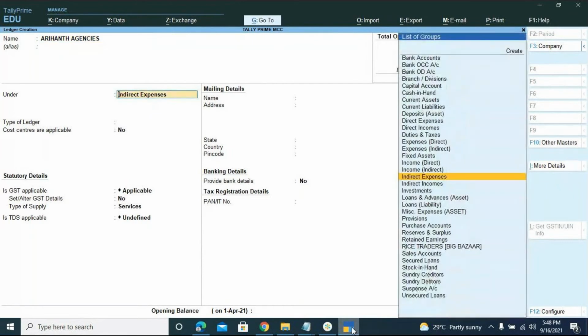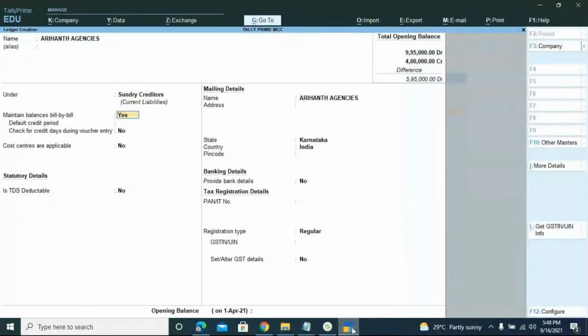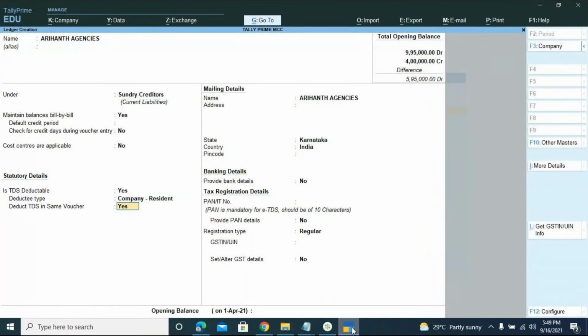Now after going for the expense ledger, we have the party ledger, that is Arihant agencies. So the party to whom the payment has to be made by the company. So it will be the nature of sundry creditor. So maintain balances bill by bill, yes. Come directly to the TDS. Is TDS deductible? Yes. Deductee type. Arihant agencies, we can take it as company resident. It is a company. So company resident. Deduct TDS in the same voucher.